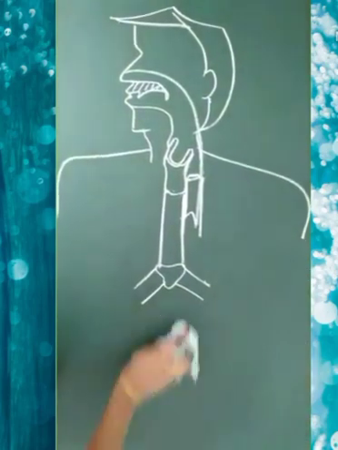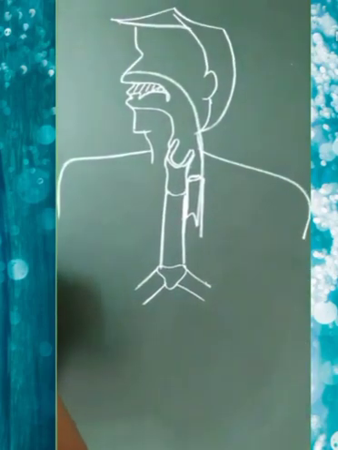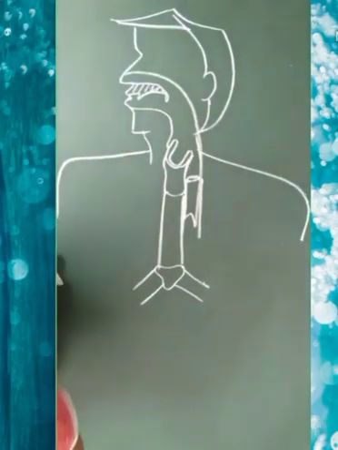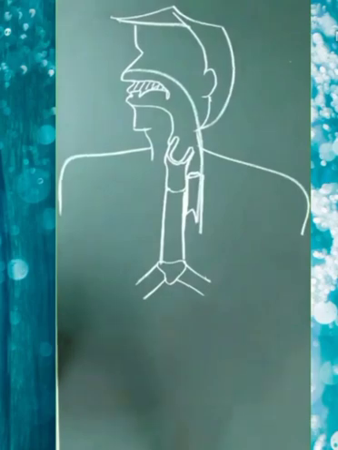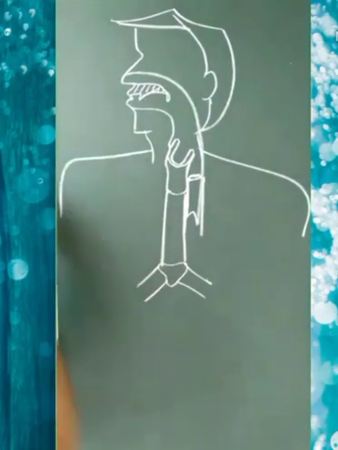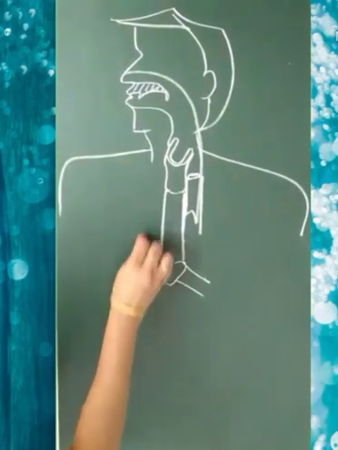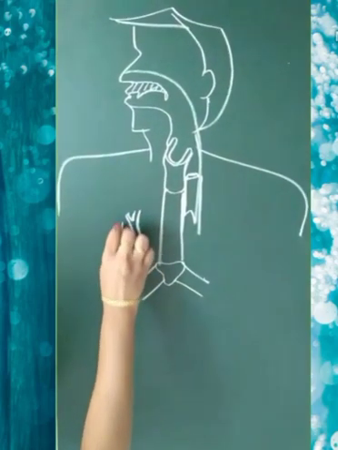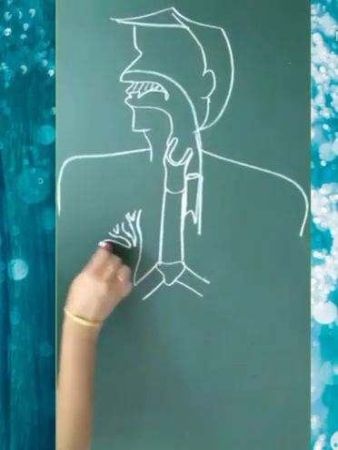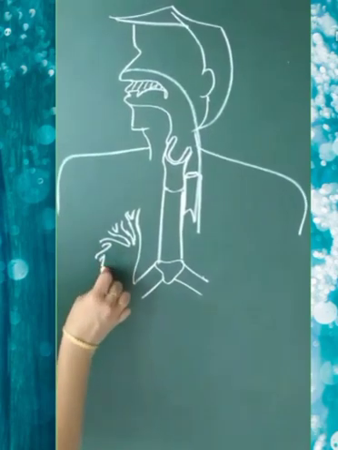Okay, now we'll start drawing the bronchioles from each bronchus. Just remember, every bronchus will go into one lung, right? Now let's start drawing the bronchioles. Bronchioles are the tiny tube-like structures like this.